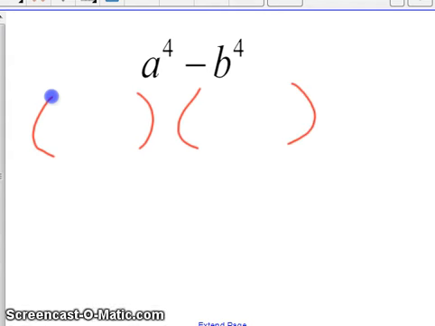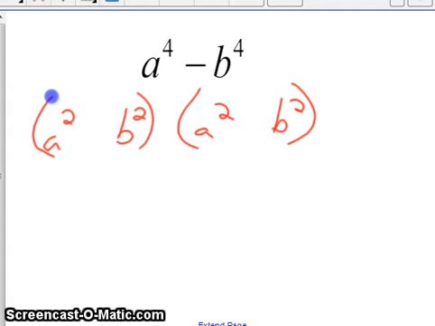What's the square root of a to the 4th? A to the 2nd. So that's my first times first. What's the square root of b to the 4th? B to the 2nd. So it's last times last. One minus, one plus. But I'm not done.